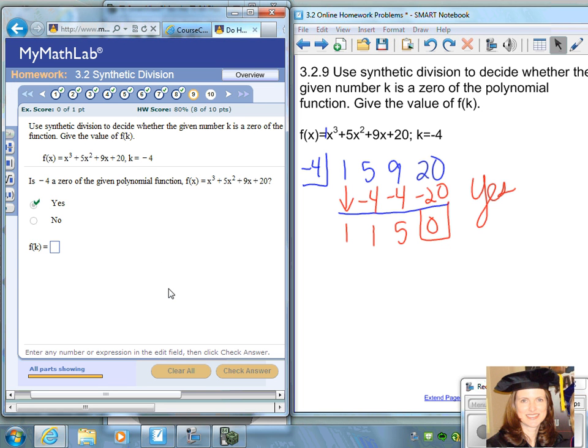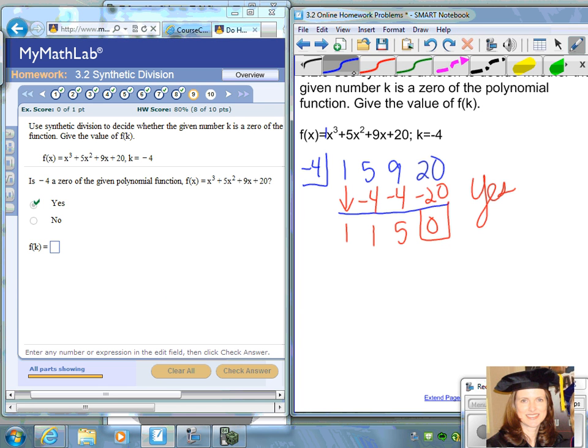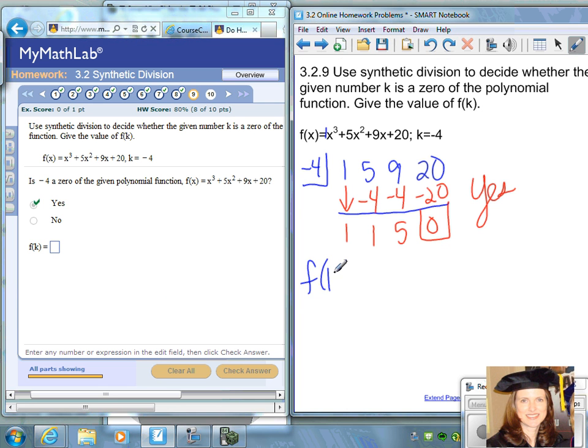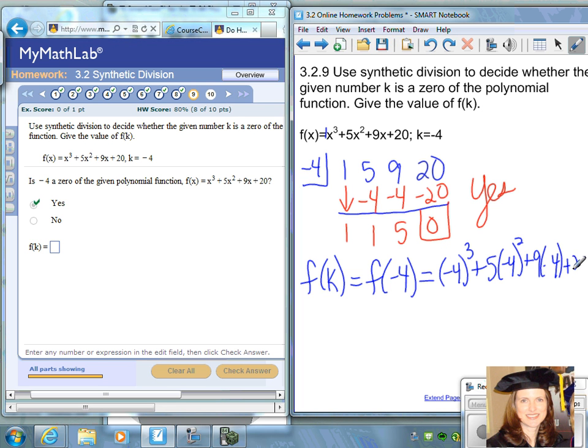Okay, and the last part is to find f of k. So we want to find f of k. In this case, our k is negative 4. You can determine the value of f of negative 4 by plugging it into the function. So that would be negative 4 cubed plus 5 times negative 4 squared, plus 9 times negative 4 plus 20.